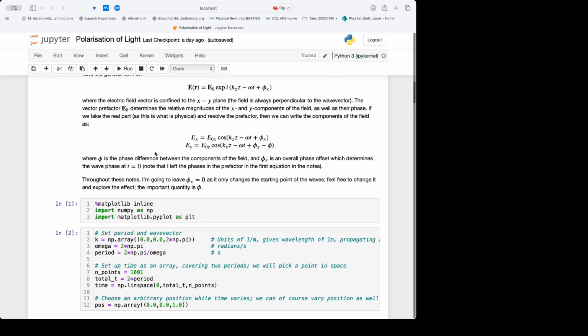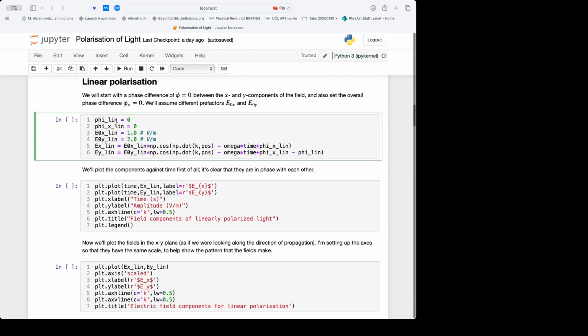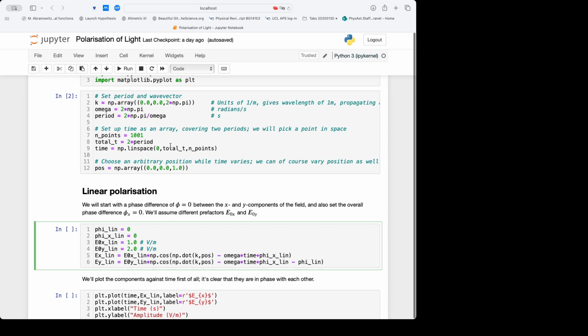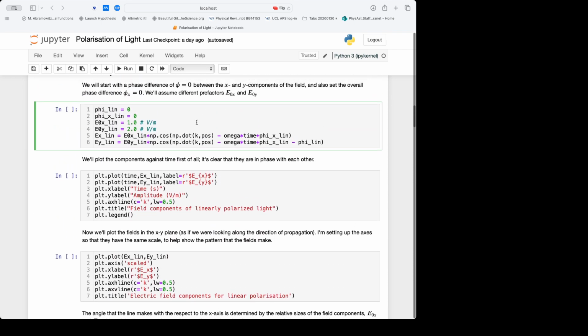Have I got that right? Yes, we have got phi between the components and phi x overall. Okay, so phi x will always be 0, and then phi will vary depending on the type of polarization. I'm setting the x and y components to have different magnitudes, 1 volt per meter and 2 volts per meter, and I'm just going to calculate the values of the field for all times here in this array of time, which we set up here using linspace covering 2 periods. So if I run that, we can then plot it.